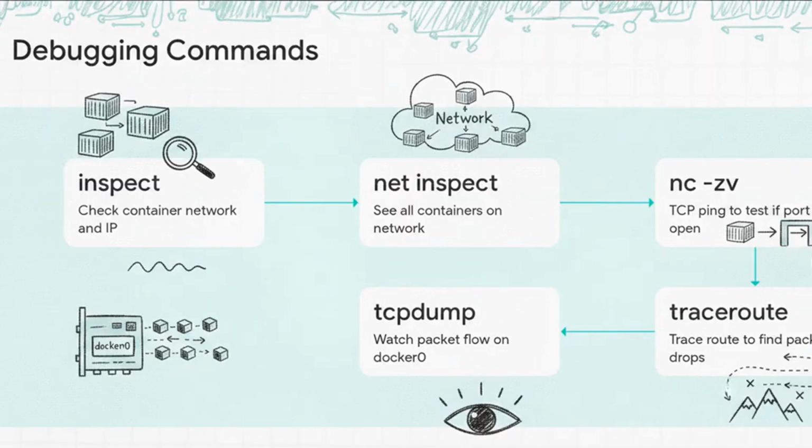First, docker inspect. This tells you exactly which network your container is attached to and what its IP currently is. Second, docker network inspect. This lets you see every single container currently living on that specific network. Third, you want to jump inside the container itself and use nc -zv to do a TCP ping. This tests if the target port is actually open and reachable. Fourth, run a quick traceroute from an Alpine container to see exactly where your packets are dropping. And fifth, check the host level. Use tcpdump on the docker0 interface to watch the actual packets flow, or use nslookup inside the container to verify if that 127.0.0.11 DNS resolver is actually returning the right IP. Basically, this is your survival checklist.